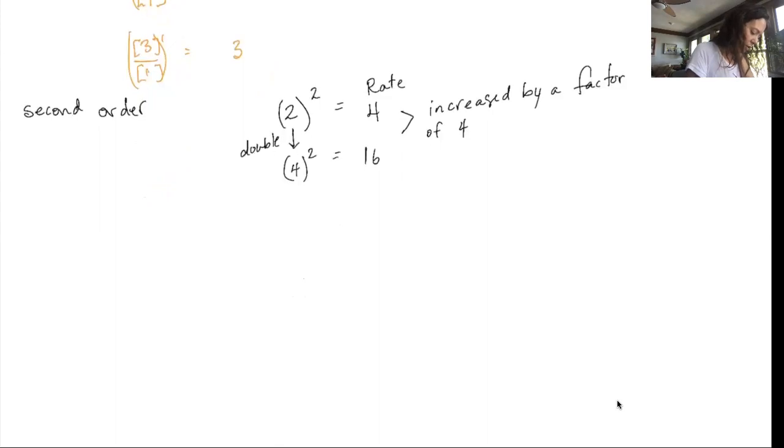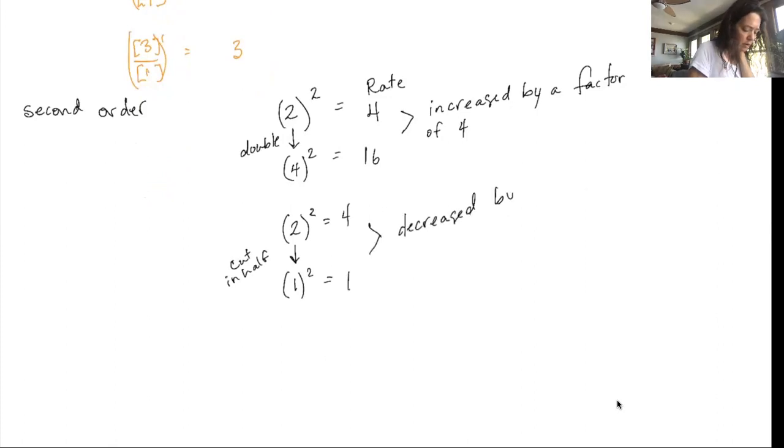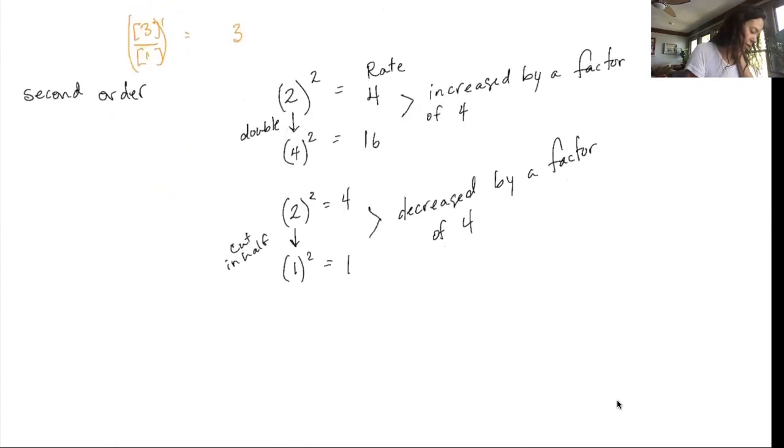Okay? Or we could cut it in half. So 2 squared equals 4. Cut in half. We have 1 squared equals 1. We see that it decreased by a factor of 4. Okay? So that's how it's related, second order.